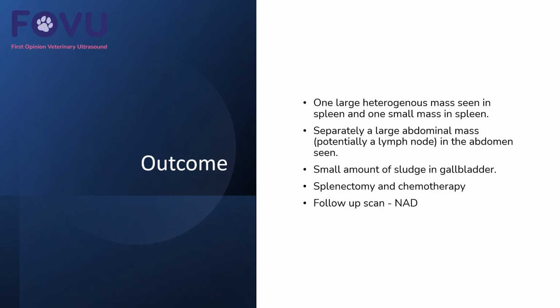So in this case, we found one large heterogeneous mass in the spleen and one smaller mass in the spleen also. And separately to that, we found a large abdominal mass, potentially a lymph node in the abdomen. We found a small amount of sludge in the gallbladder as well, an incidental finding.